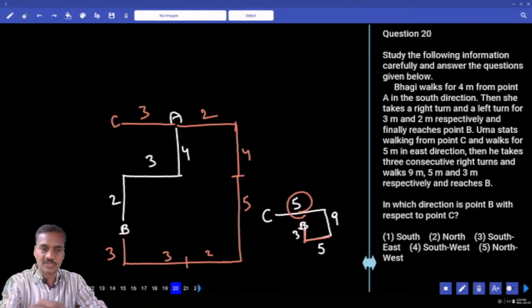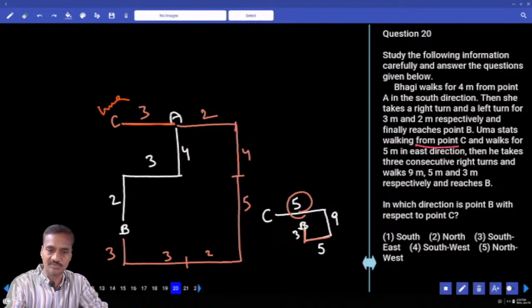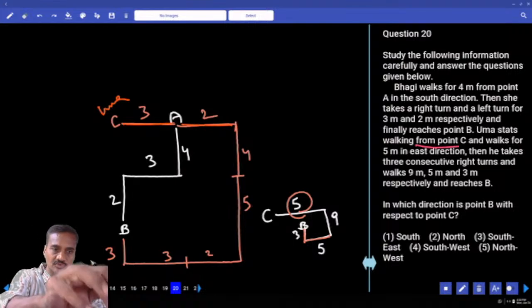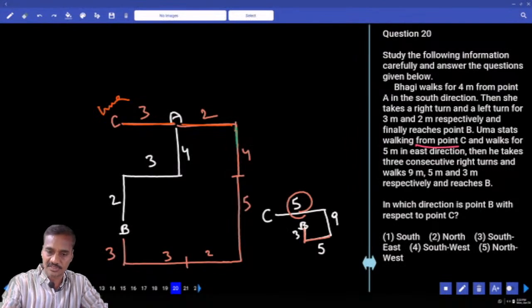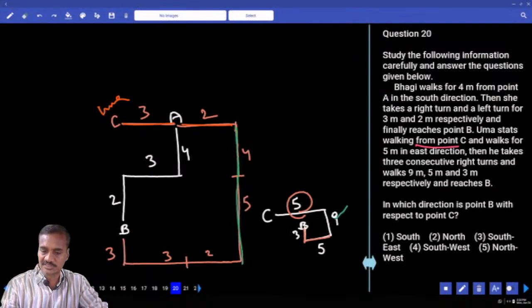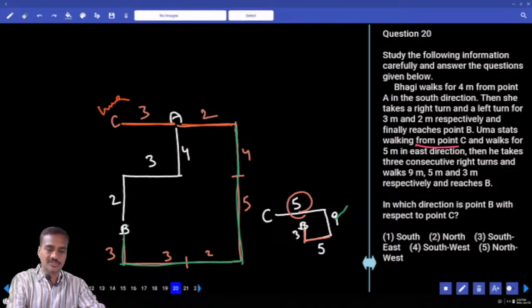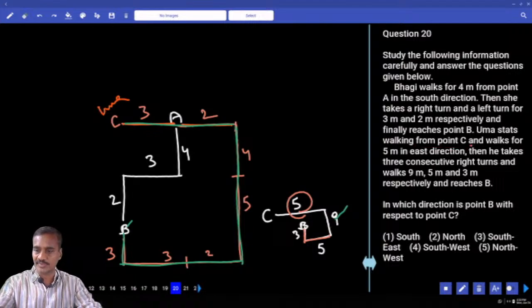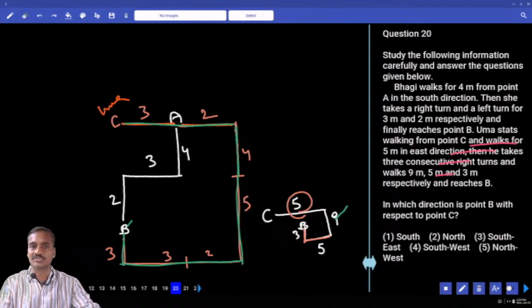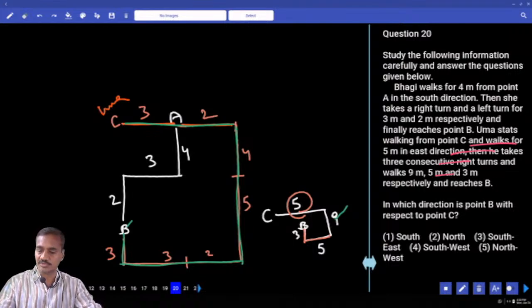Now Uma started from which place? From point C and walks for 5 meters in the east. 3 + 2 is 5. Then she turns towards her right hand side. First right how many meters? 9 meters. And second right 5 meters, again third right 3 meters, and reaches point B. Done. And in such cases, when they give us separate information, finally once we have drawn the diagram, cross check the given conditions once again. There are chances of a mistake somewhere, so if you check once more it would be fine.